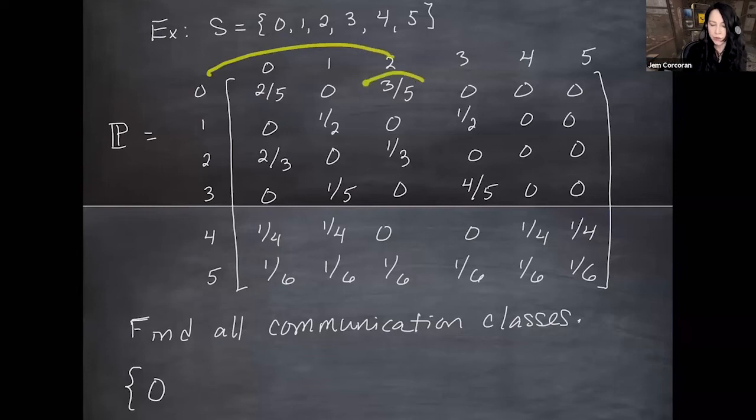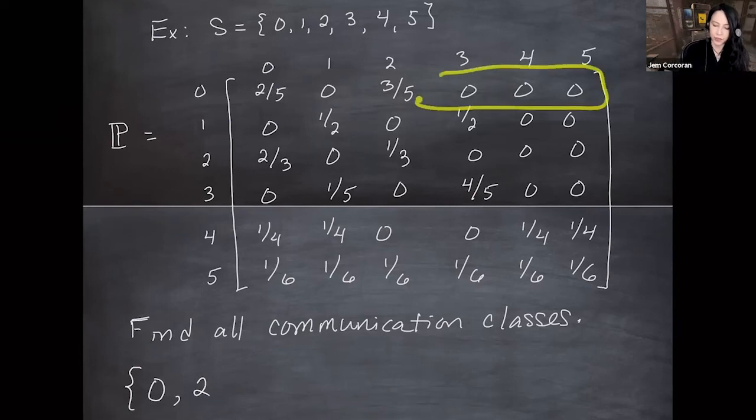I can go from 0 to 2, but they don't necessarily communicate unless I can get back. But here you can see that I can get back. So I can go from 0 to 2 and from 2 to 0, and it happens to be in one step each, but that is not required. So I'm going to put 0 and 2 in the same communication class. It's hard to see directly what else it's going to go to, but maybe I can take several steps to get to something else. Let's look at state 1.